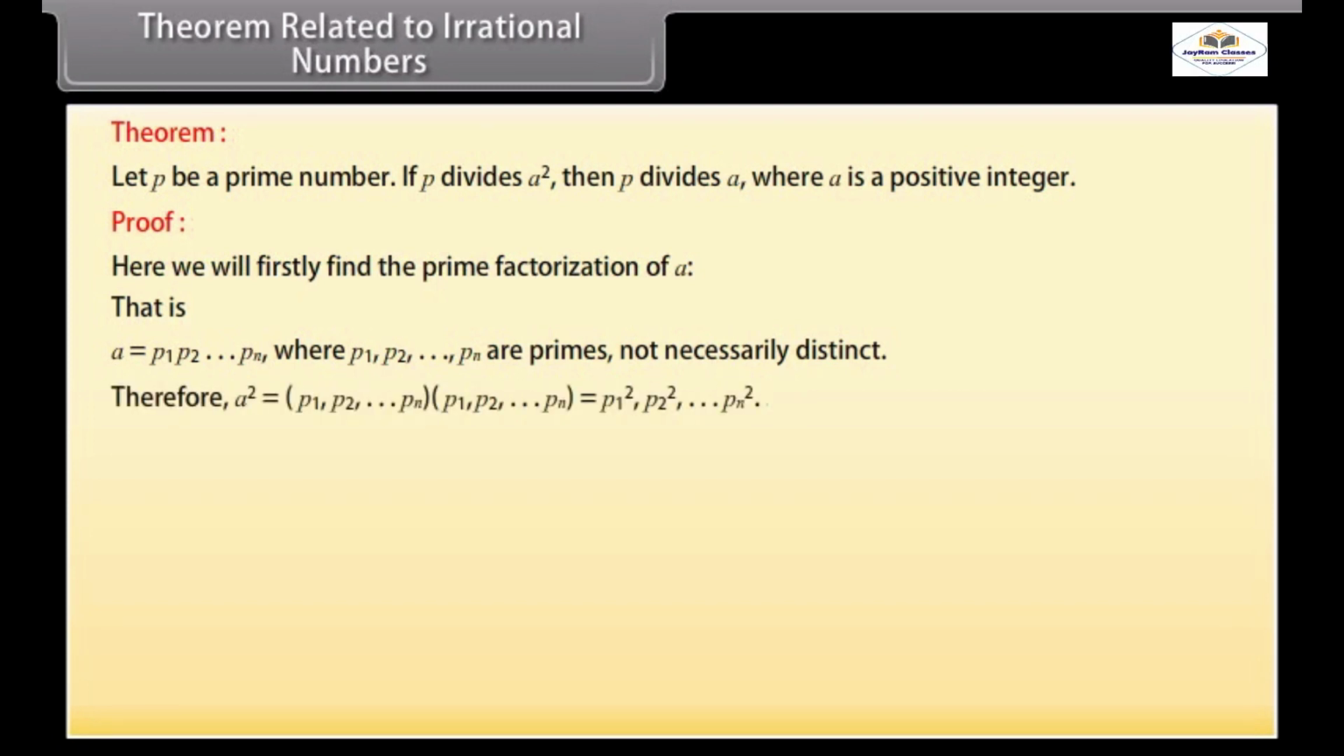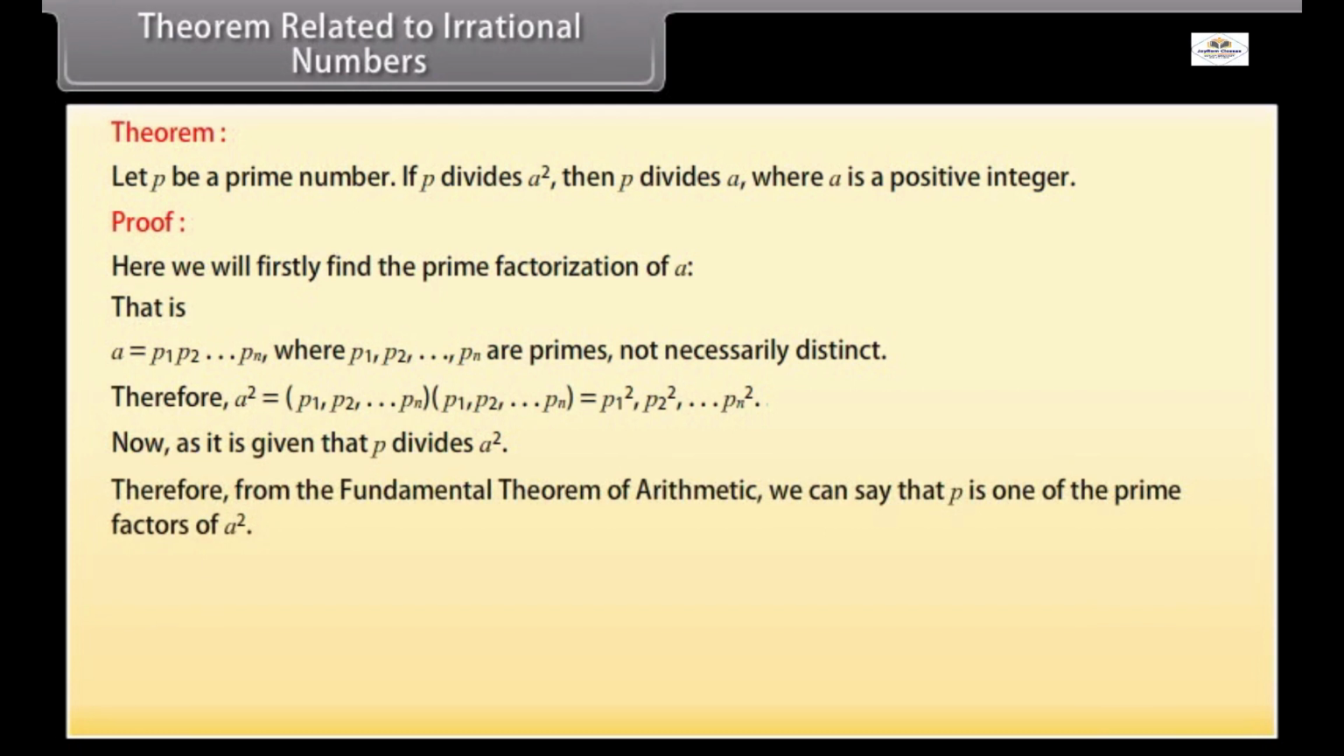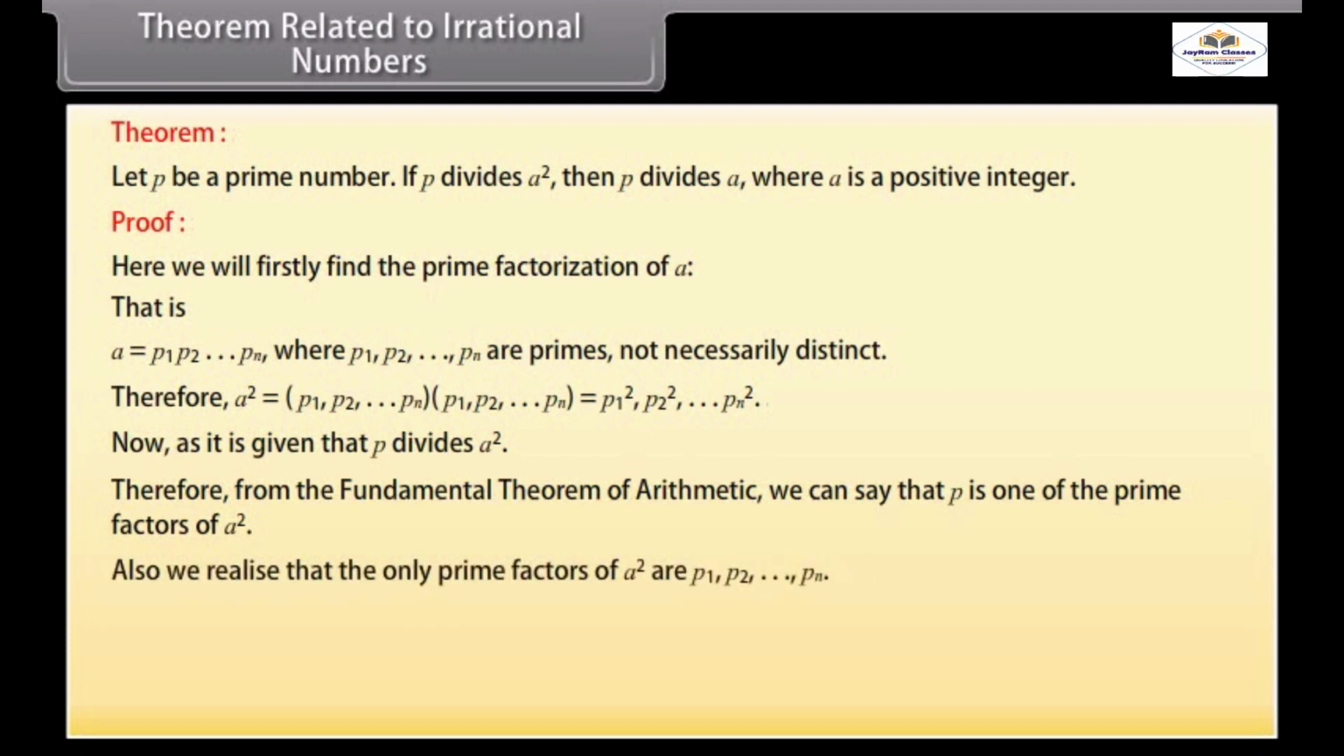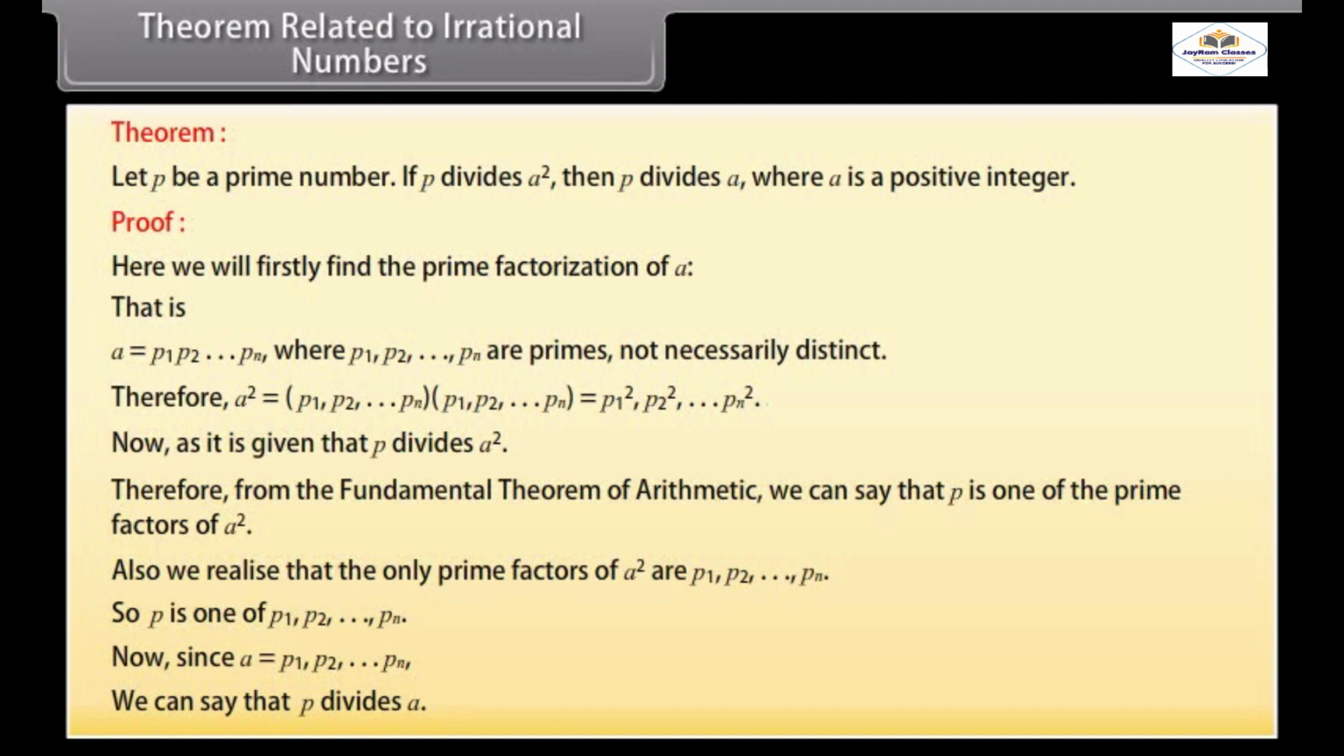Therefore, a square is equal to p1, p2, and so on till pn, times p1, p2, and so on till pn, which is equal to p1 square, p2 square, and so on till pn square. Now, as it is given that p divides a square, from the fundamental theorem of arithmetic, we can say that p is one of the prime factors of a square. Also, we realize that the only prime factors of a square are p1, p2, and so on, pn. So p is one of p1, p2, and so on till pn. Now, since a is equal to p1, p2, and so on till pn, we can say that p divides a.